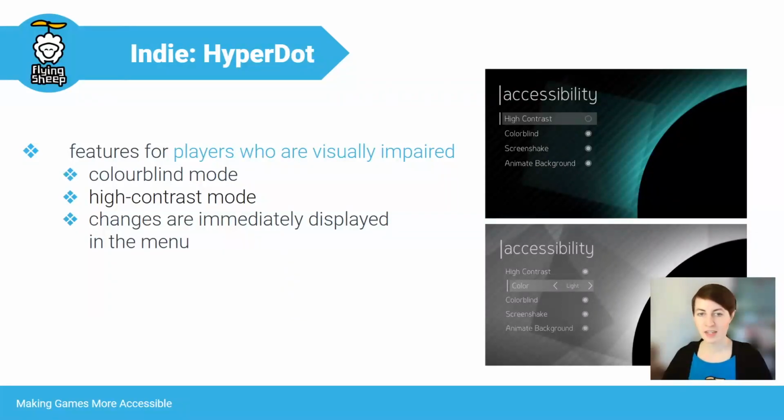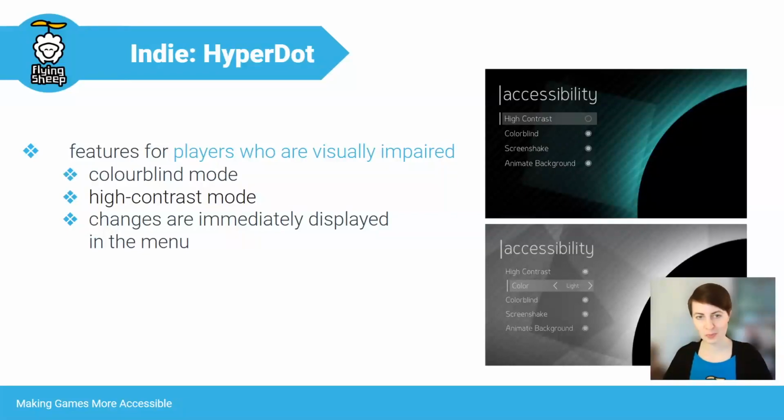As I just mentioned, there's a dedicated colorblind mode that changes the colors in the game. The color of the dot that the players control can also be modified. And there's also a high contrast mode, which helps players with low vision. What is really great in this game is that changes are immediately displayed in the menu, as you can see here on the right side. So that makes it pretty easy for players to understand that changes have been applied and whether these changes actually accommodate them or not. They don't have to pick an option, jump into the game, start playing, realize that the option is actually not for them or hasn't been applied properly, and go back to the menu.